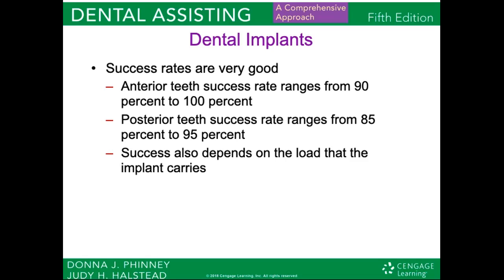Whereas the posterior teeth, we have still a pretty good success rate, where it's 85 to 95%. The reason why that's a little lower is because we tend to beat up our back teeth when we're chewing and things like that. We tend to put a lot of load on those teeth. So that's why the success rate is just slightly lower there.